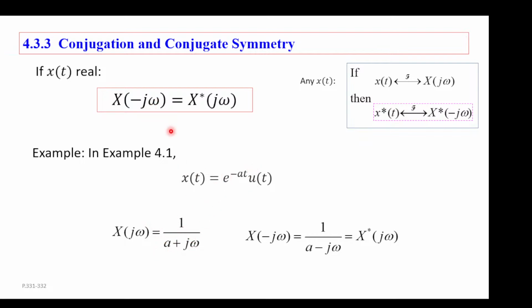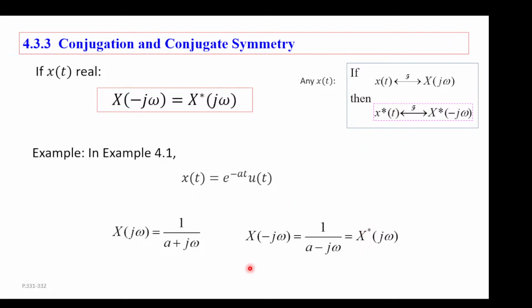Okay, and then we see that this is a real signal, so this equation should be satisfied. And indeed, you can check here. So big X of minus j omega: you put a minus sign on omega, so it's 1 over a minus j omega. And it's the same as if you put a complex conjugation on this, because complex conjugation puts a minus sign on j, and you have 1 over a minus j omega. So you see that this property checks out on this signal.